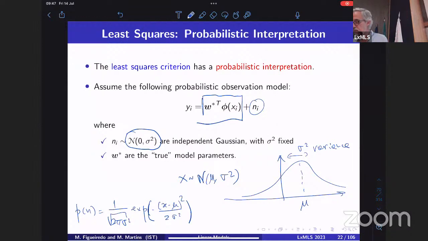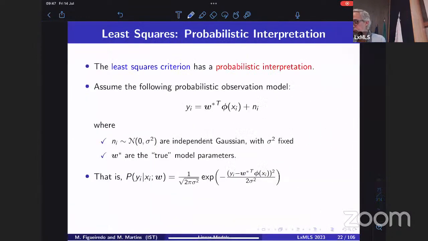But I digress here. Okay, and you assume that there are some true parameters, W star. This is what I was writing. So in the conditional distribution, if you condition on X, the distribution of Y will follow this Gaussian form, where the mean is W star transpose phi of X_i, which is the noiseless value. And then any observations are random perturbations around the noiseless value. And these perturbations are independent from sample to sample.